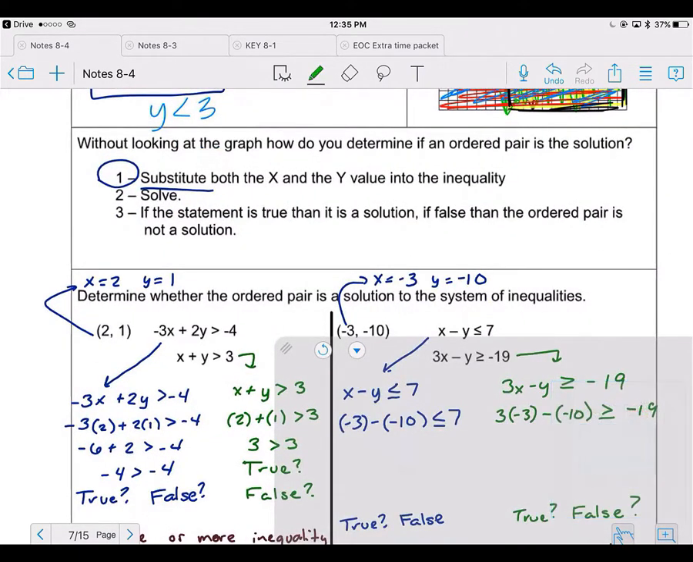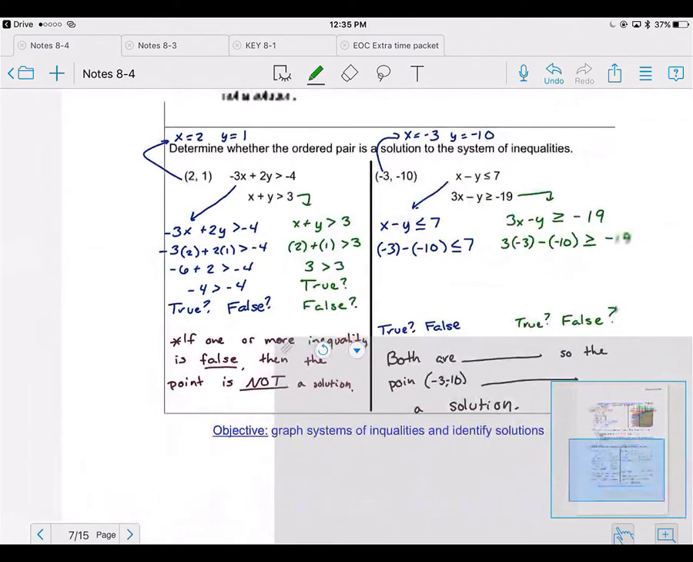Now, they're asking us, without looking at the graph, how could you determine if an ordered pair is a solution? You could substitute both the x and y value into the inequality and solve. And if this statement is true, then it's true. And if it's false, then it's not a solution.